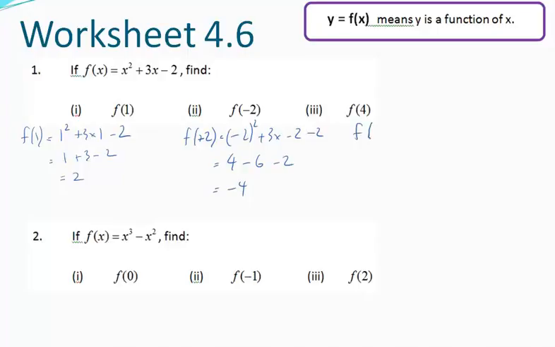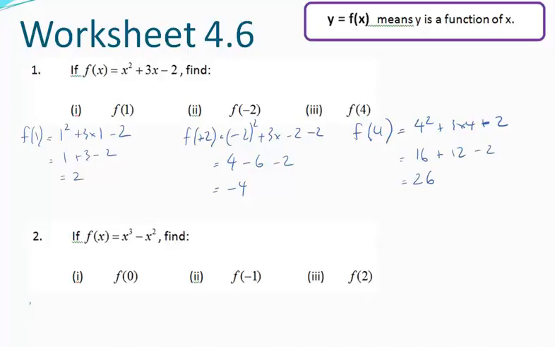And when x is equal to 4, our function is 4 squared plus 3 times 4 minus 2. So 16 plus 12 minus 2 is equal to 26. The same for question 2.